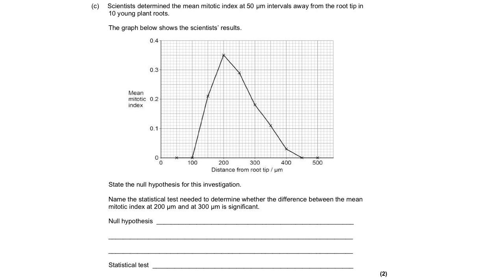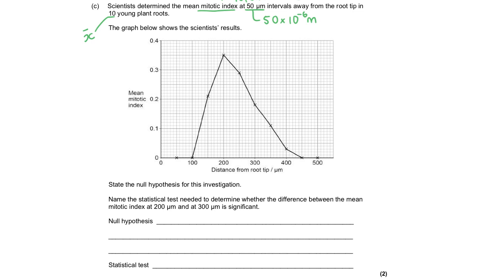So now we're looking at some data. The scientists determined the mean mitotic index, and that is the number of cells dividing in a field of view divided by the total number of cells in the field of view times 100. Okay, so these 50 micrometers, I'm just writing down all of the information that I think is important. Intervals away from the root tip in 10 young plant roots. So we're going to assume that this is an average of all of these root tips. So the graph below shows the scientists' results.